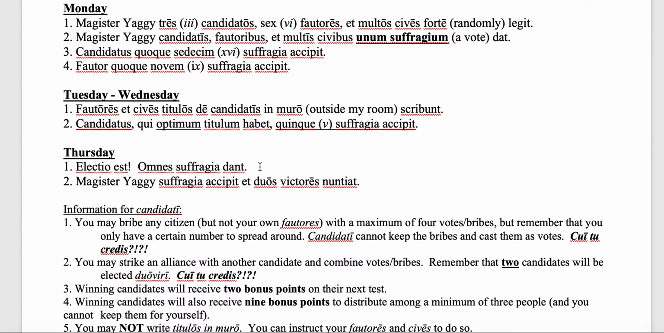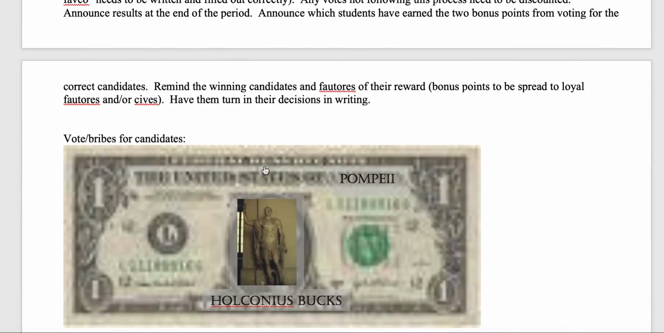But I might be a citizen and I might have been approached by one of the candidates or one of the fautores, and we might have struck a deal where I promised to vote for them in exchange for so many bribes. Let's say a candidate has promised me three bribes, and I've agreed to vote for him. When I go to cast my vote, I will vote my 1 suffragium, and I will also cast 3 more votes using those 3 bribes. I've got an example of a bribe down here.